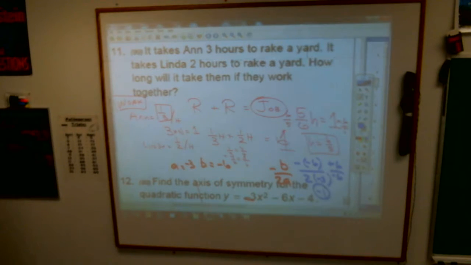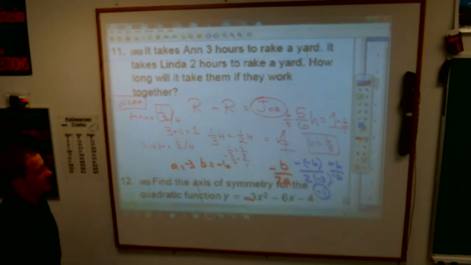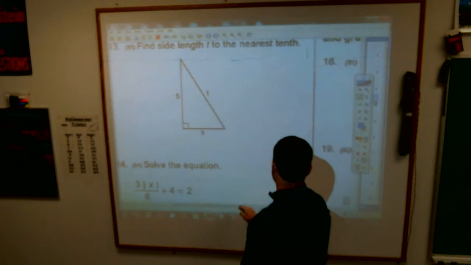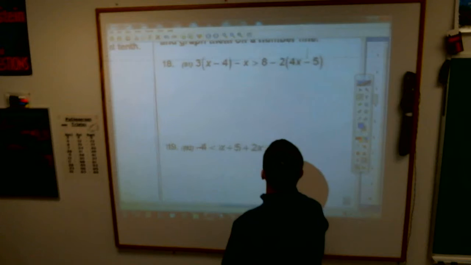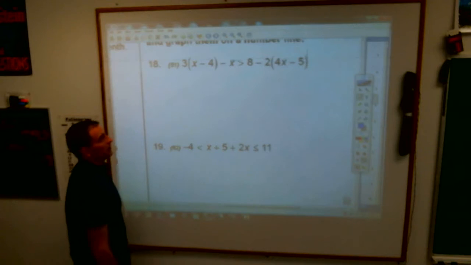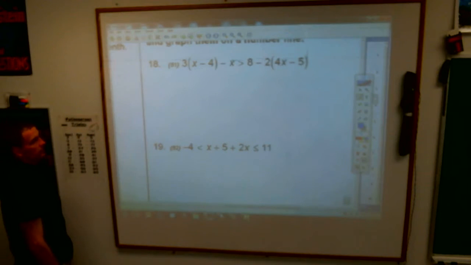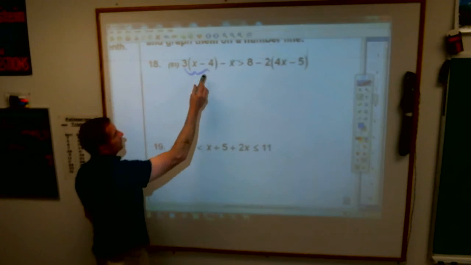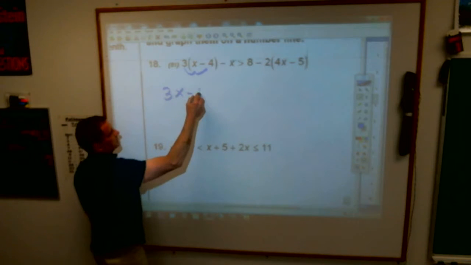Did you do 18? Could I do 18? This really goes back to your general symmetry kind of math. Stritzel, what did you do first? You could look at it and tell me. What would you do first? Distributive property. So you're going to take 3 times both of those things, right? You get 3x minus 12.